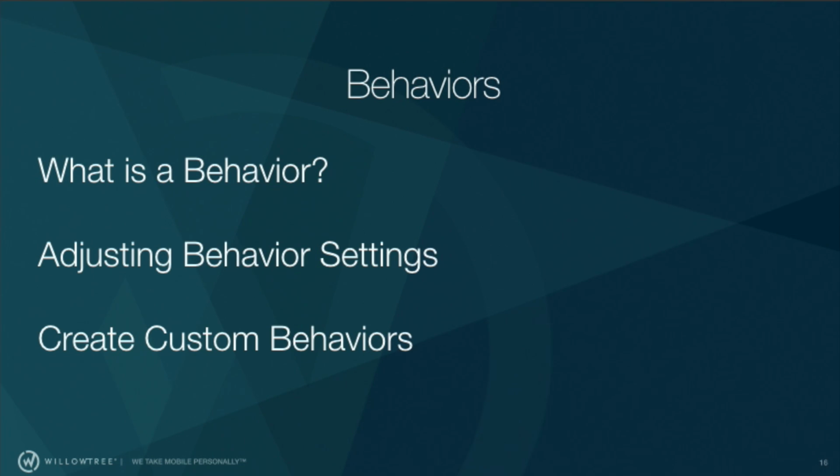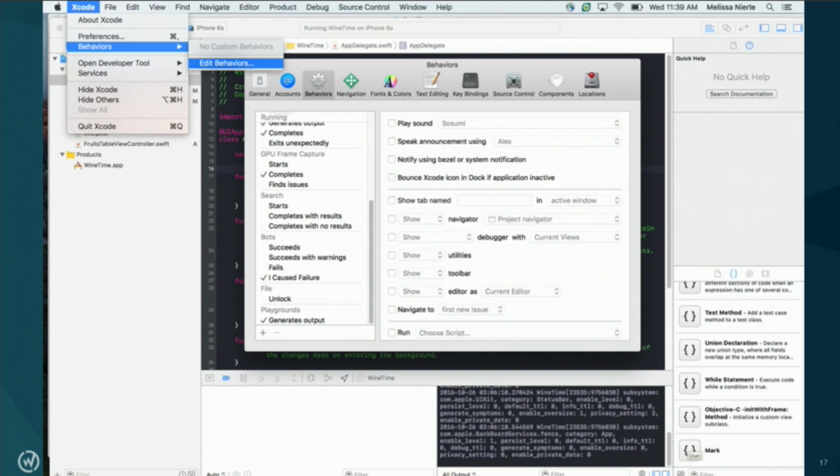So if it's building a project, if it's running a project, if a build succeeds or fails, if you're running tests and the tests run or fail, those are all behaviors, and how Xcode knows how to react to those either passing or failing. You can actually adjust your behavior settings, which I like to do a lot, and I'll show you how I do that. And then you can also create custom behaviors so that Xcode knows how to react to something that you want to tell it to react to. Like, hey, I'm going to make this become an action, and I want you to react this way.